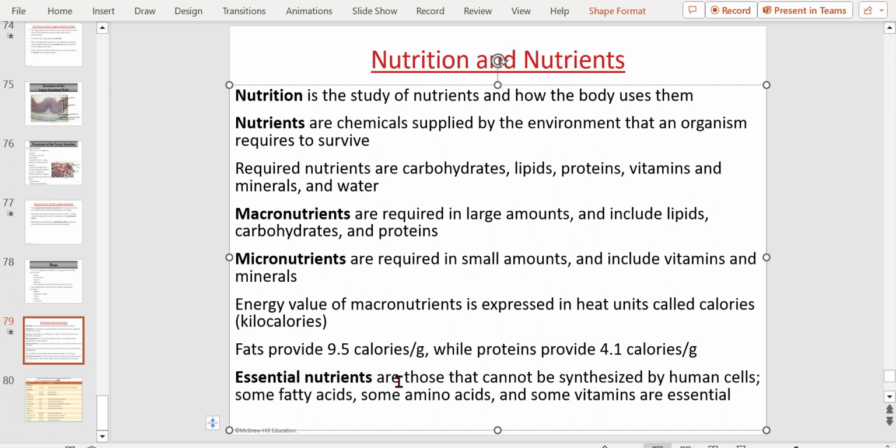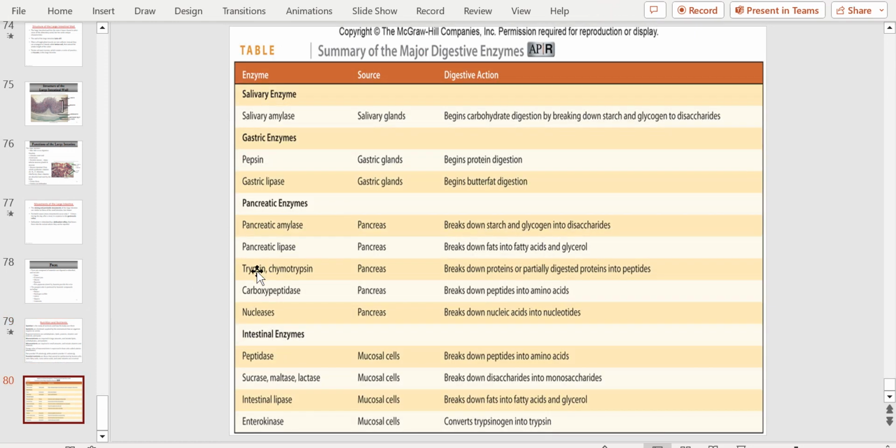Essential nutrients are those that cannot be synthesized by human cells: some fatty acids, some amino acids, and some vitamins for sure. There's a beautiful slide on the summary of the major digestive enzymes. Have a look at that. That is digestion in a nutshell.